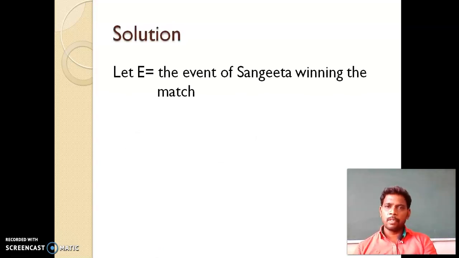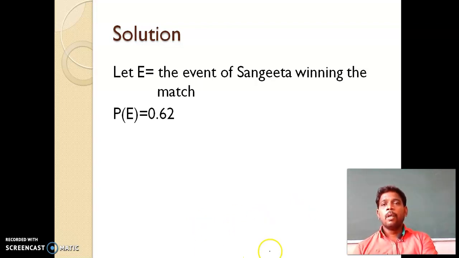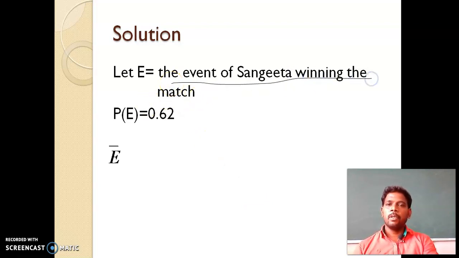We have to define the event first, right? So E equals the event of Sangeeta winning the match, right? So that is the event. First we define the event, and P of E is already given to us as 0.62. The probability of Sangeeta winning the match is 0.62, already given. Okay. Now we are going to define another event, E bar. So E bar means what? Complement of E. The complement of E is nothing but the opposite event of E, right? So what is the event of E? Sangeeta winning the match. And what about the complement of E? Sangeeta losing the match. That's it.